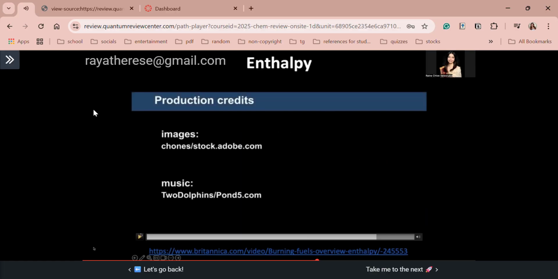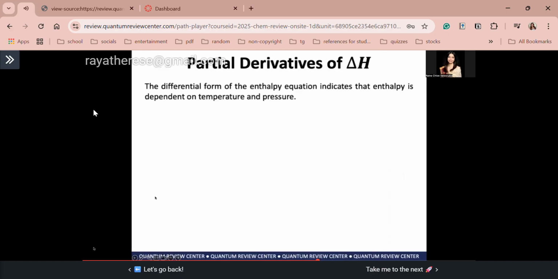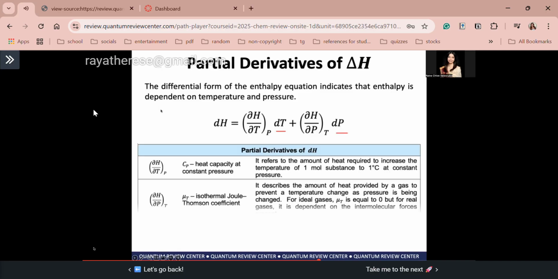So that is the basic concept on enthalpy. Now, we also have partial derivatives of delta H. So we also have a differential form of the enthalpy equation, H is equal to U plus PV. And this equation shows us that enthalpy is dependent on temperature, dT, and pressure, dP. So the partial derivatives are (∂H/∂T)_P and (∂H/∂P)_T. So let's define each of these partial derivatives.